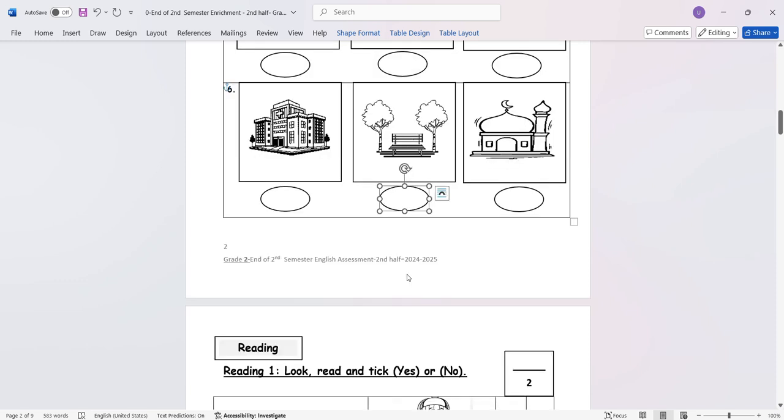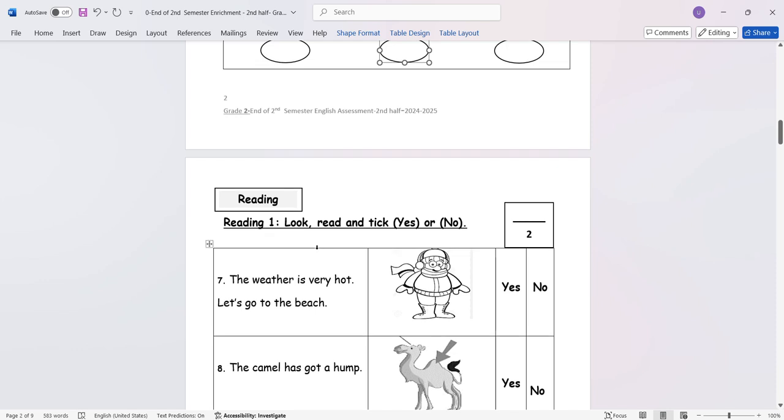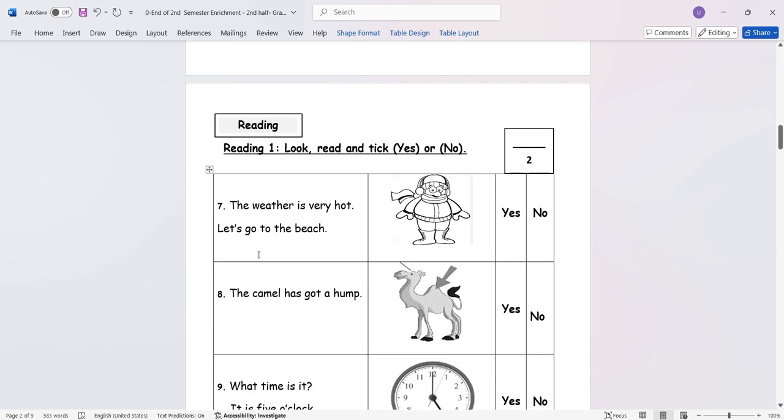Now we move to reading. Reading 1. Look, read, and tick yes or no. First, we look at the picture and we check. If it's right, we put yes. If it's wrong, we put no. Okay, number 7. The weather is very hot. Let's go to the beach. We look at the picture. Is it hot? No, it's very cold. So we put a circle around no.